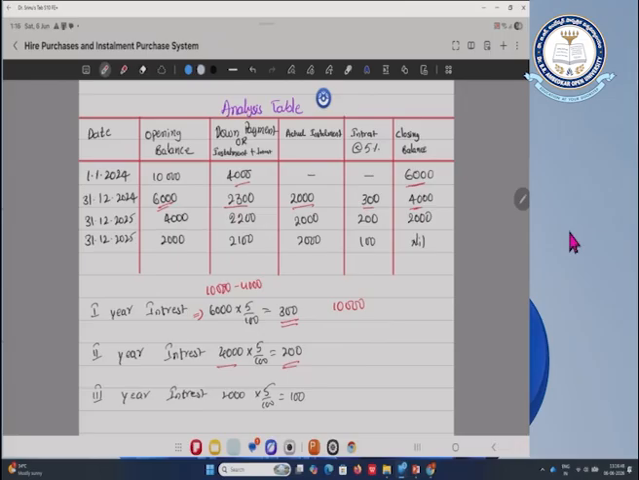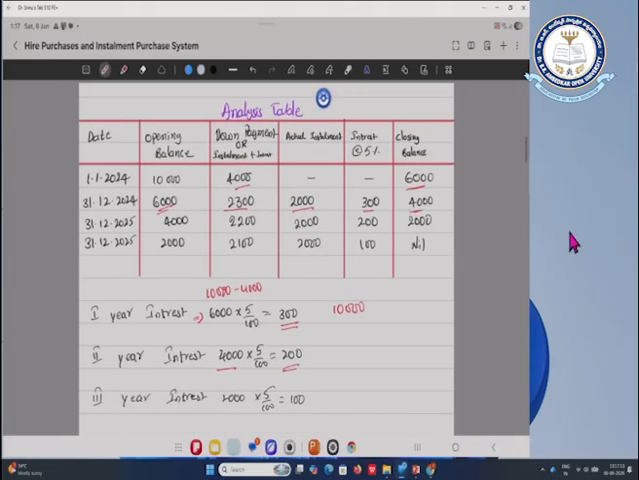So, the total installment for the second year. After the first year payment of 2,300 rupees, what does that 2,300 include? Total installment and interest also. So, I segregated: 2,000 is the installment and 300 rupees is the interest. From 6,000 you have to deduct this actual installment. The first year ending balance is 4,000 rupees.